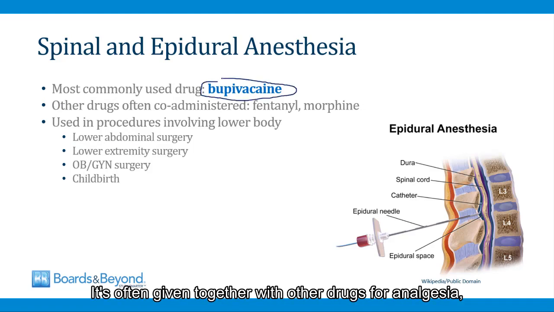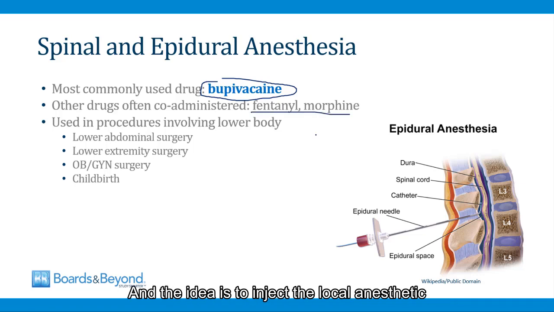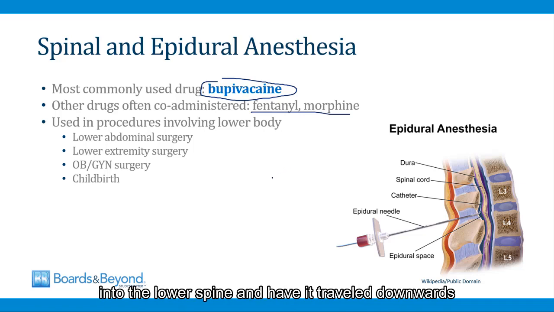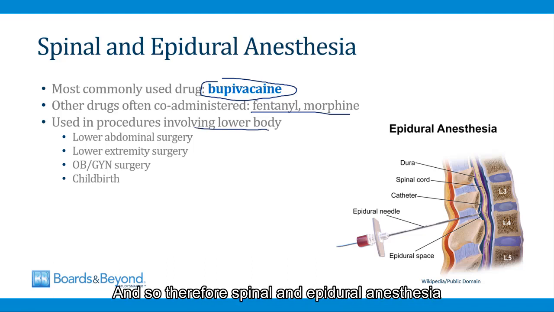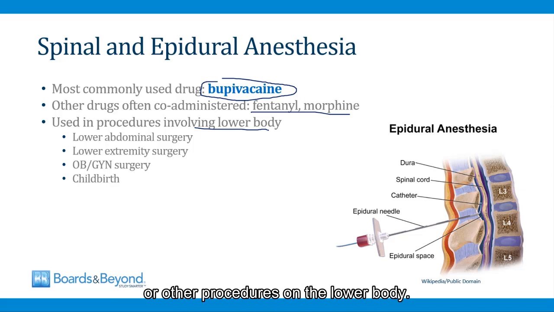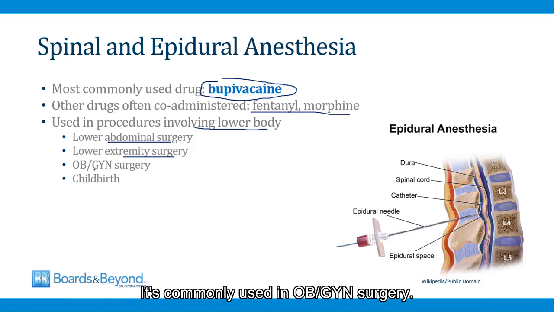It's often given together with other drugs for analgesia, things like fentanyl or morphine. And the idea is to inject the local anesthetic into the lower spine and have it travel downwards to anesthetize the lower body. And so therefore spinal and epidural anesthesia are used in situations where you want to allow the patient to remain conscious, but you need to perform surgery or other procedures on the lower body. So you can see spinal and epidural anesthesia used in lower abdominal surgery and lower extremity surgery. It's commonly used in OBGYN surgery. Most C-sections are done under spinal and epidural anesthesia.